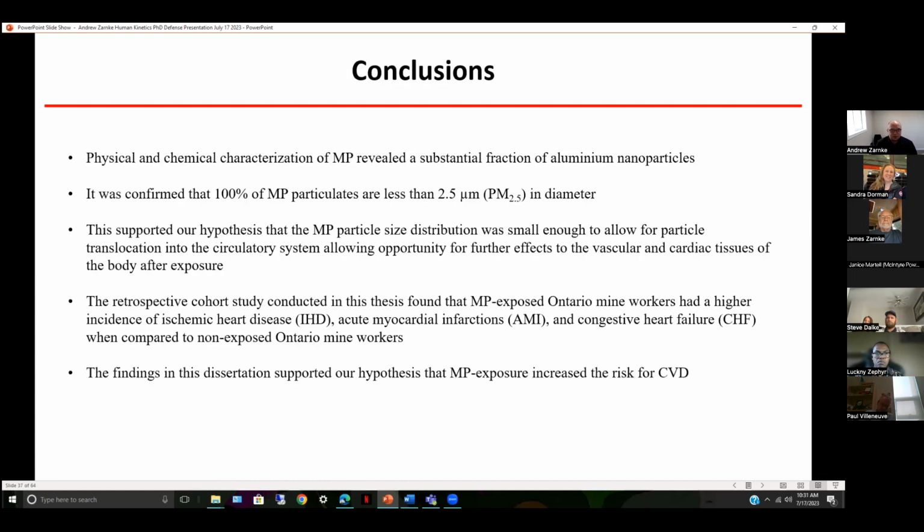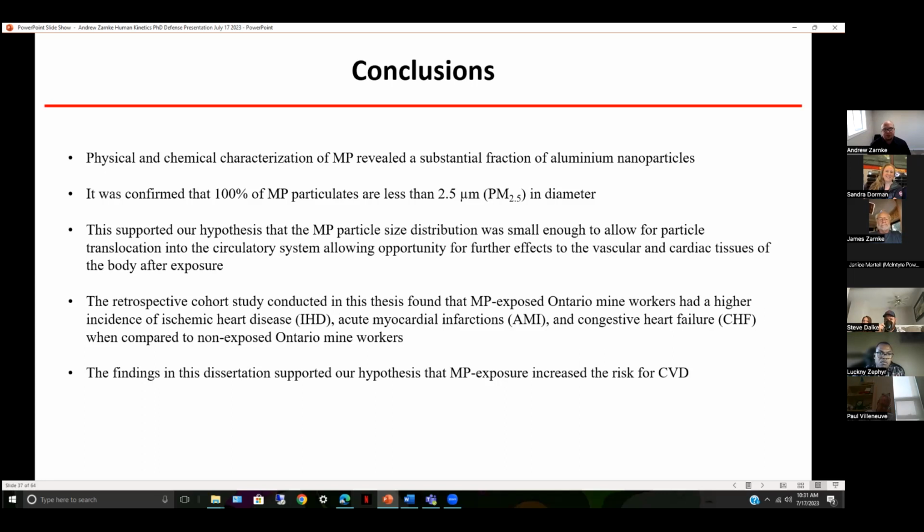So the physical and chemical characterization of McIntyre powder revealed substantial fractions of aluminum nanoparticles. It was confirmed that 100% of McIntyre particulates were less than 2.5 microns in diameter. This supported our hypothesis that McIntyre particle size distribution was small enough to allow for particle translocation into the circulatory system, allowing opportunity for further effects in the vascular and cardiac tissue after exposure.